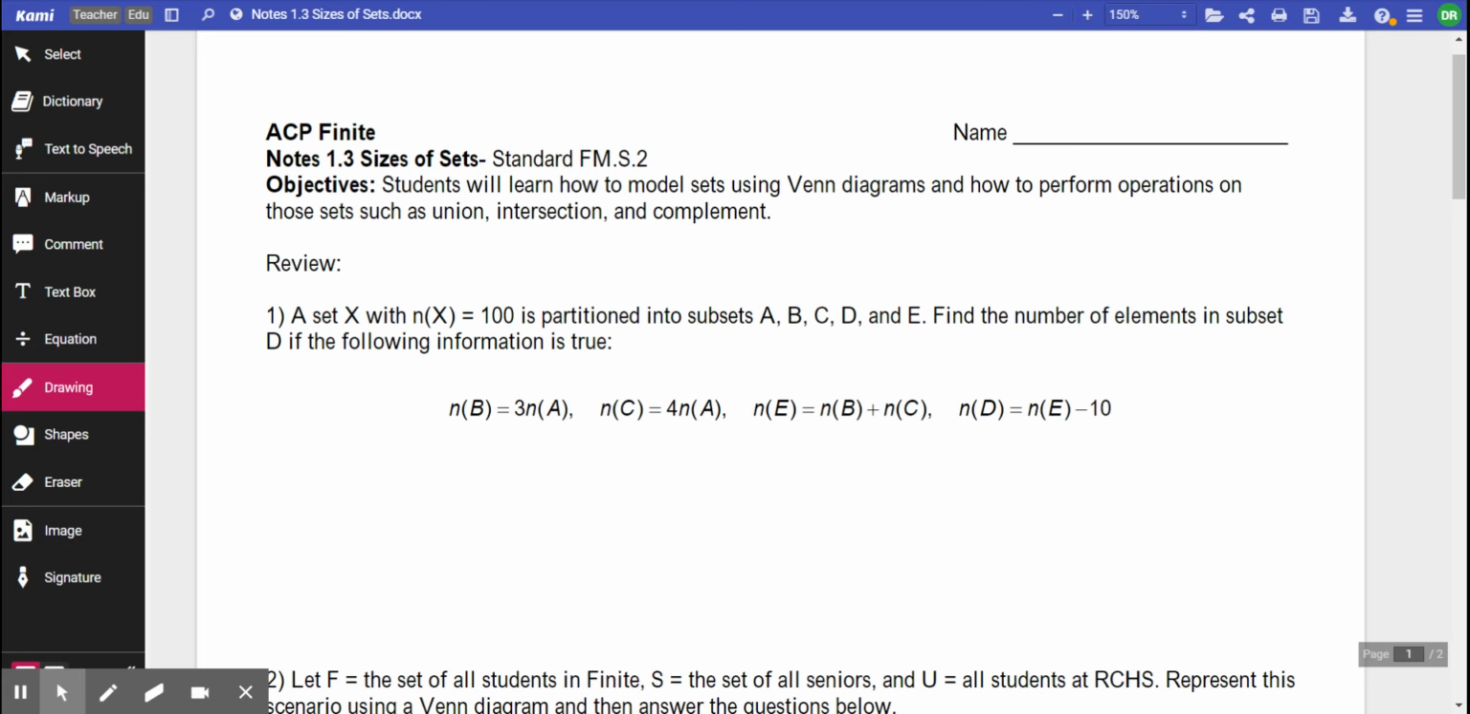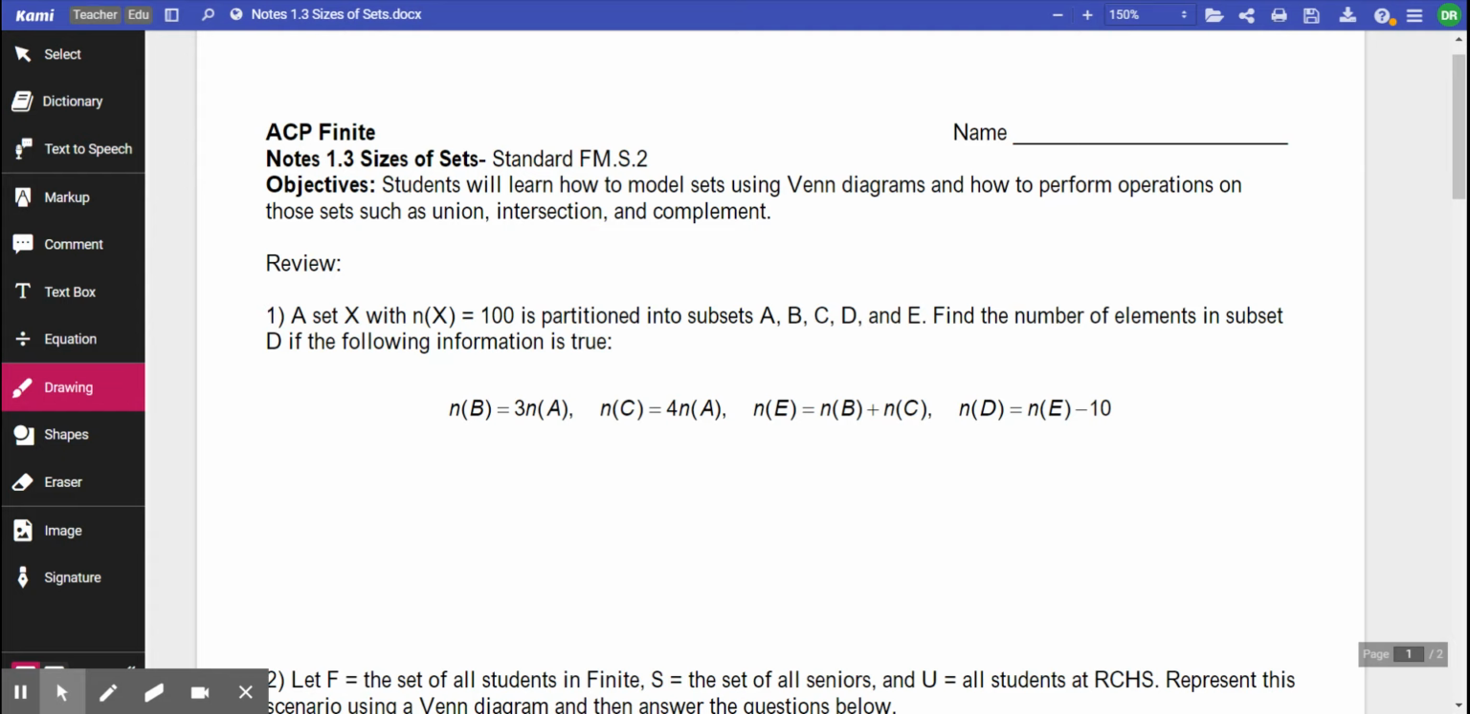Hello again, students. Today we're going to work with the number of elements that we have in each of our sets. So we're going to start off with a review problem from last time.